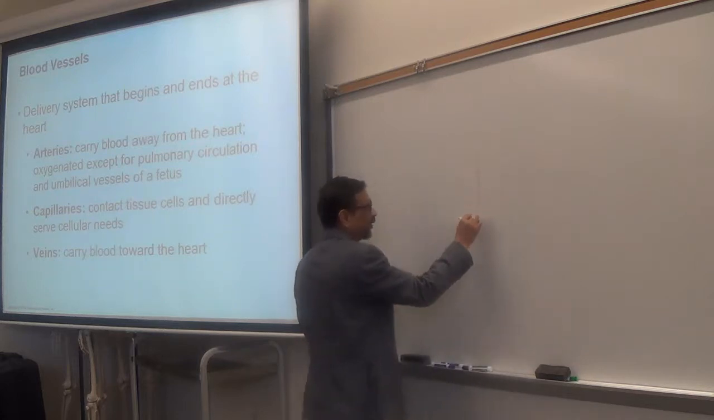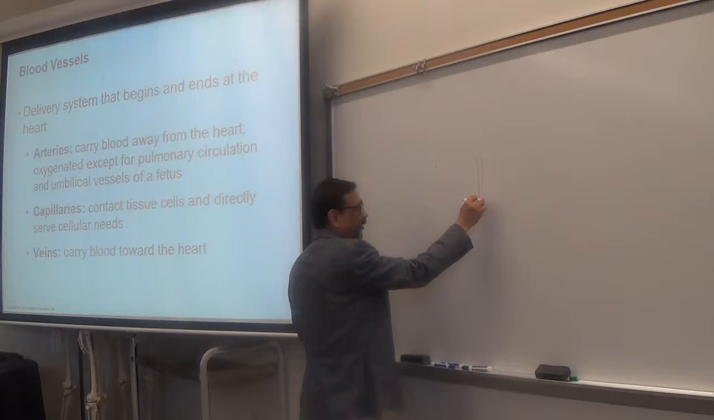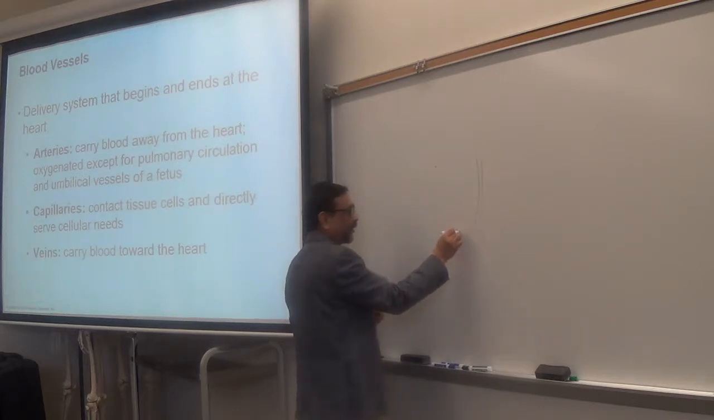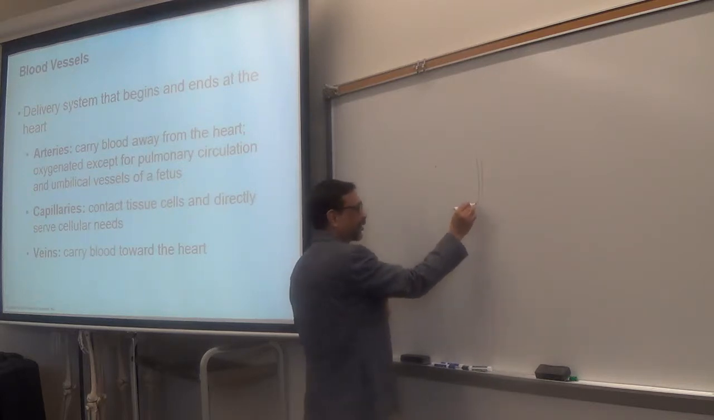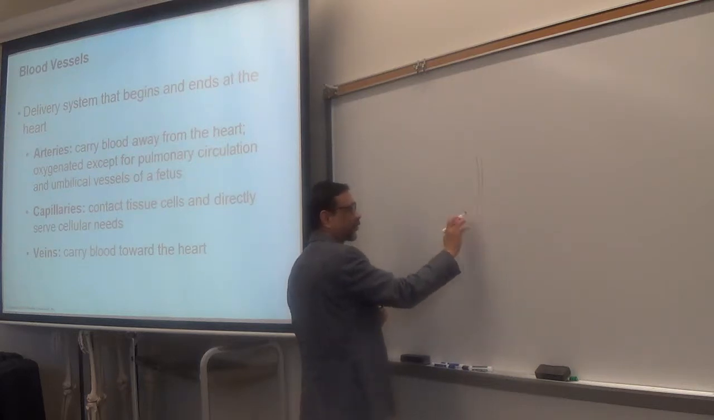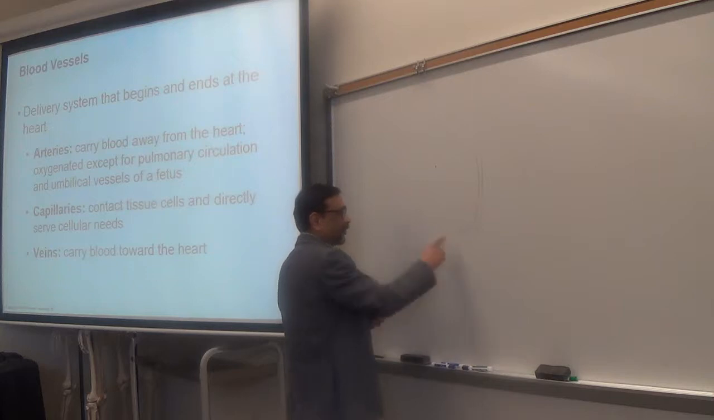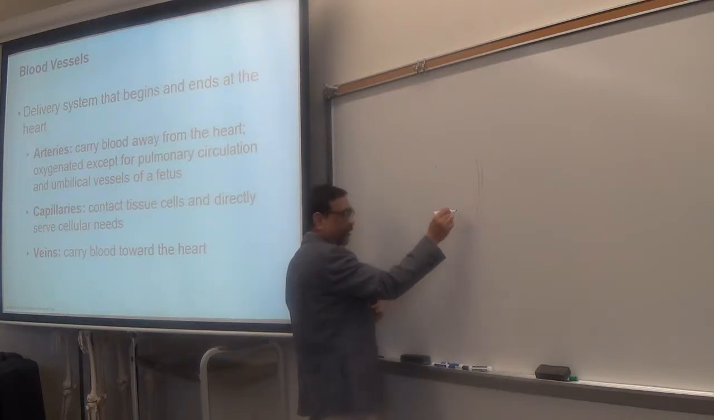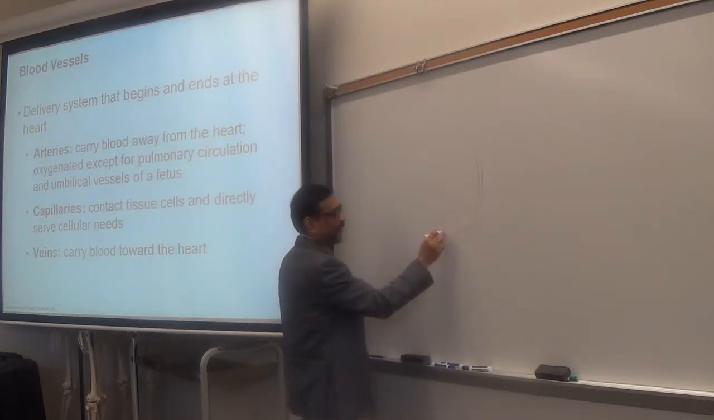This is an artery, and these are the small arteries. Small arteries are called arterioles. Okay, so these are arterioles or small arteries. From the end of the arterioles, capillaries start. So these are the capillaries.